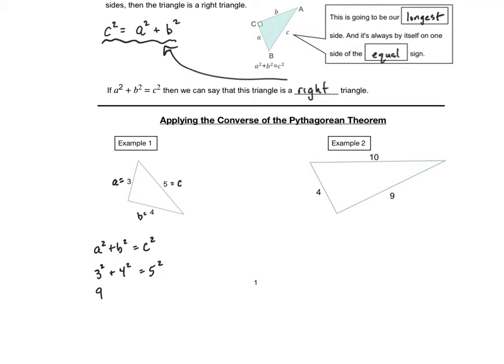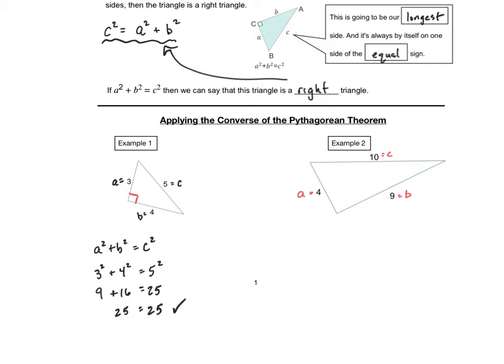So I have 9 plus 16 is equal to 25, or 25 is equal to 25. Sure enough, that's a true statement, and that would prove that we do have a right triangle, because the square of one side is equal to the sum of the squares of the other sides. So yes, we do have a right triangle. Now, our other example 2, of course, we still have our longest side. Then we have A and B. It doesn't matter, A and B are interchangeable.